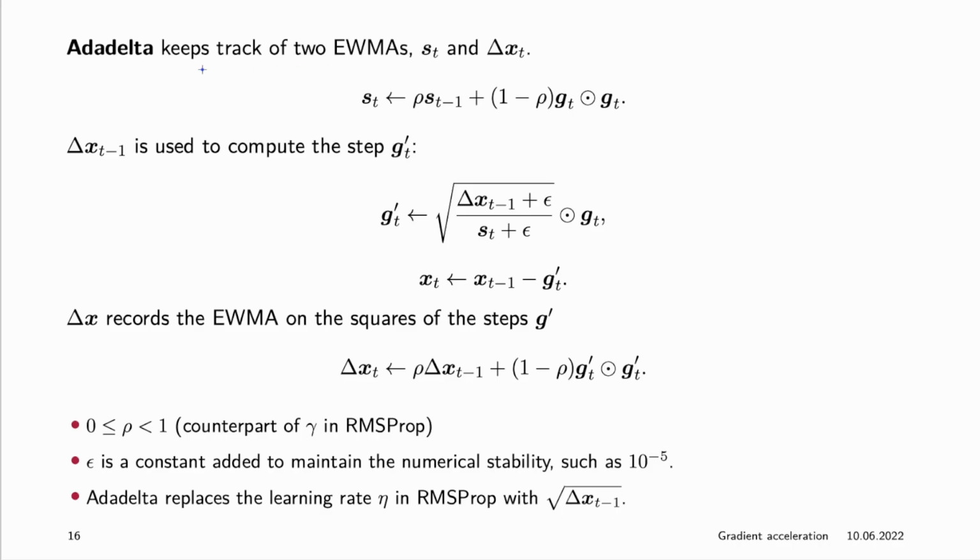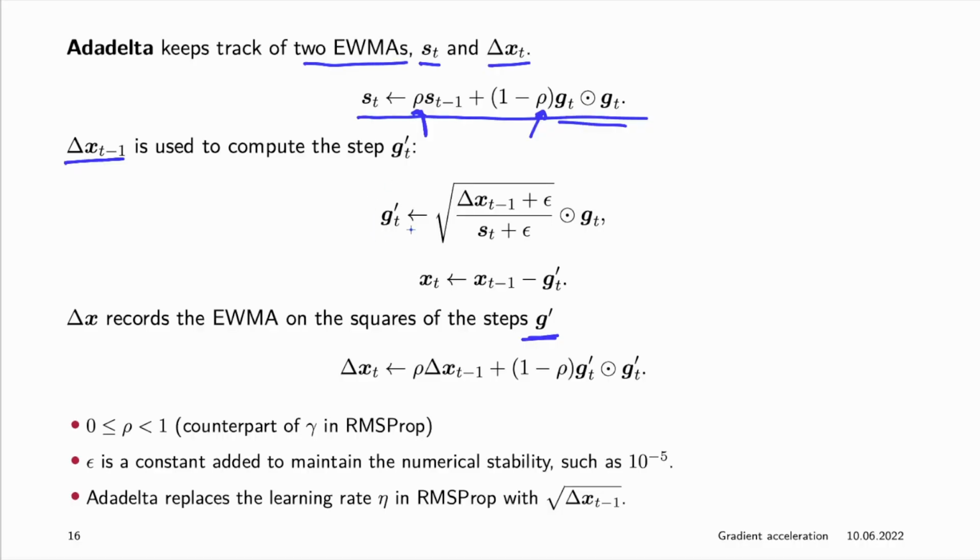The next method that we will look at is called AdaDelta. Now AdaDelta adds an additional exponentially weighted moving average to our st. So it keeps track of two EWMAs, namely st and delta xt. As before, st is an exponentially weighted moving average on the squares of the gradient entries, where we are using the parameter rho to conform with the notation of the original paper. It additionally uses this delta xt, which records an exponentially weighted moving average of the squares of the steps that are being done, g prime.